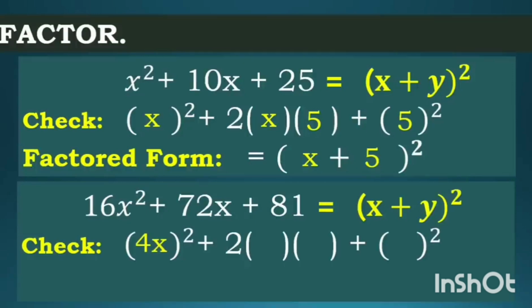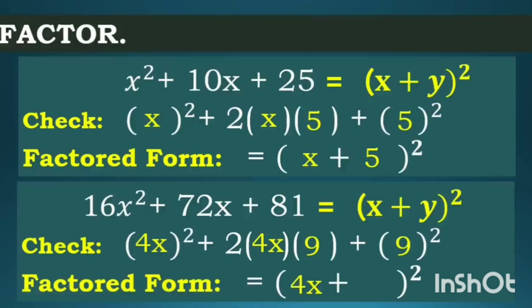So 16x squared is 4x squared. That is a perfect square. And 81 is also a perfect square and that is 9 squared. So now let's check the middle term if it is twice the product of 4x and 9. Okay? So 2 times 4x that is 8x times 9 that is 72x and that satisfies our middle term. Okay, so therefore the factored form, just copy the first term which is 4x and then our last term which is 9. So the factored form is the square of 4x plus 9 or dalawang binomial siya na 4x plus 9 times 4x plus 9.